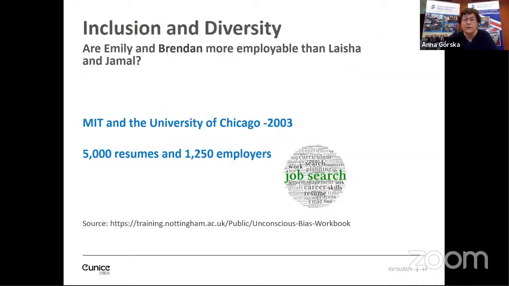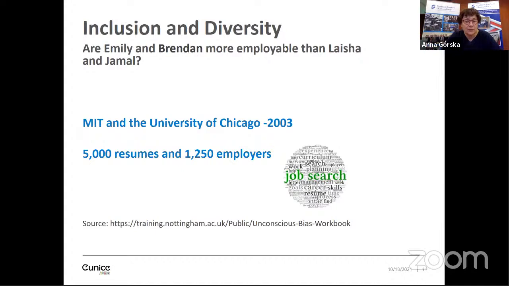And we talked about also, if you remember, about creating inclusion and diversity programs. And I would like to show you a certain study that was conducted a few years ago. The question is, are Emily and Brendan more employable than Laisha and Jamal? So this is what the Massachusetts Institute of Technology and the University of Chicago wanted to find out.